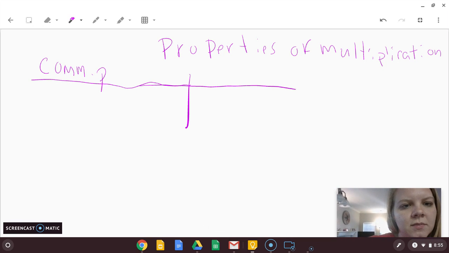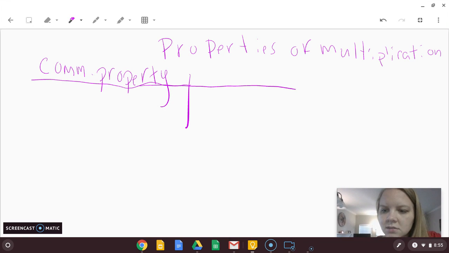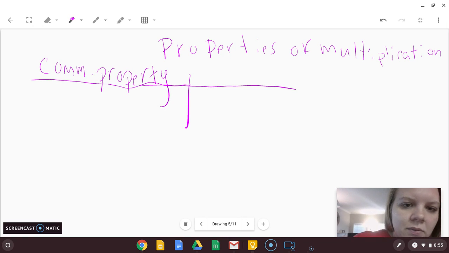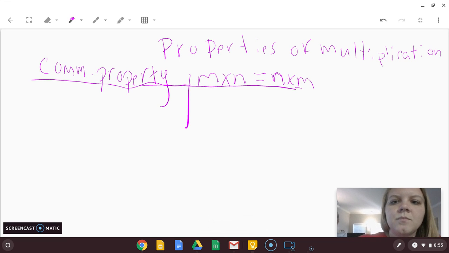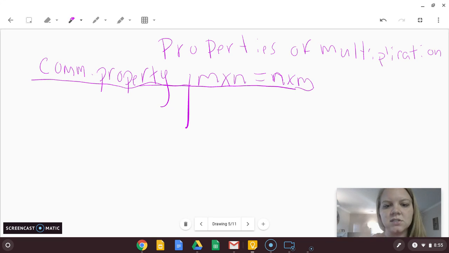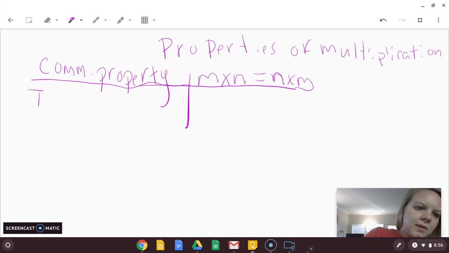So I'm going to abbreviate commutative. The commutative property, and I'm going to use letters like we do in math sometimes to show you what this means. So commutative property, m times n is the same as saying n times m. Boom. You can reverse the 2 factors and you're going to get the same product. That's the commutative property. Then we have the identity property.